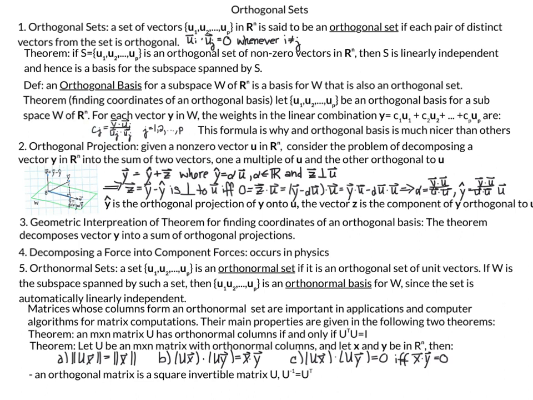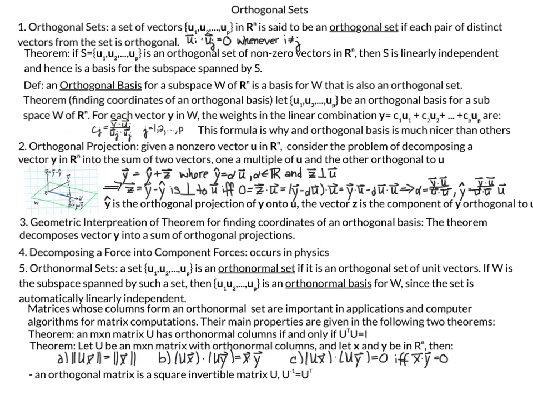So this is a nice, easy formula, as opposed to normally when we're looking for these coordinates to write a vector as a linear combination of the basis vectors, where we would have a set of linear equations and we would be row reducing the augmented matrix. Here we have a simple formula to do.